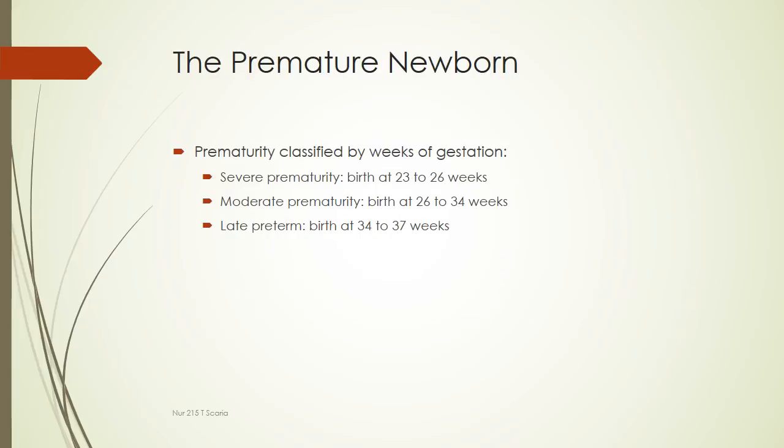Prematurity is classified by weeks of gestation. Severe prematurity, birth at 23 to 26 weeks of gestation. Moderate prematurity, birth at 26 to 34 weeks. And late preterm, birth at 34 to 37 weeks gestation.